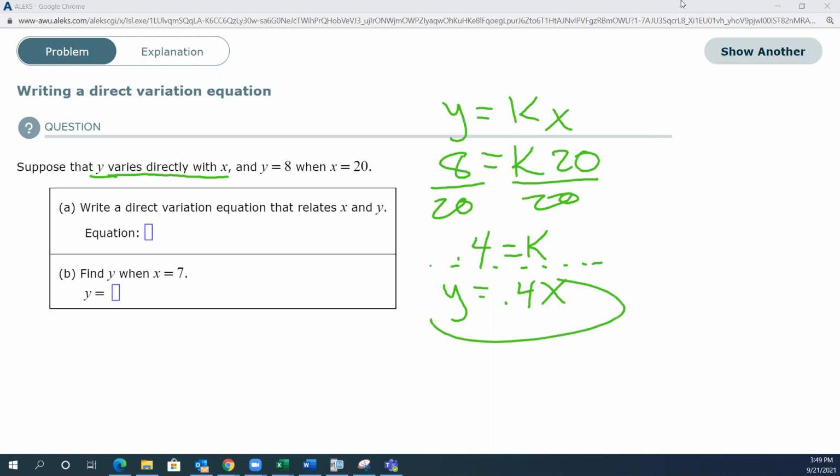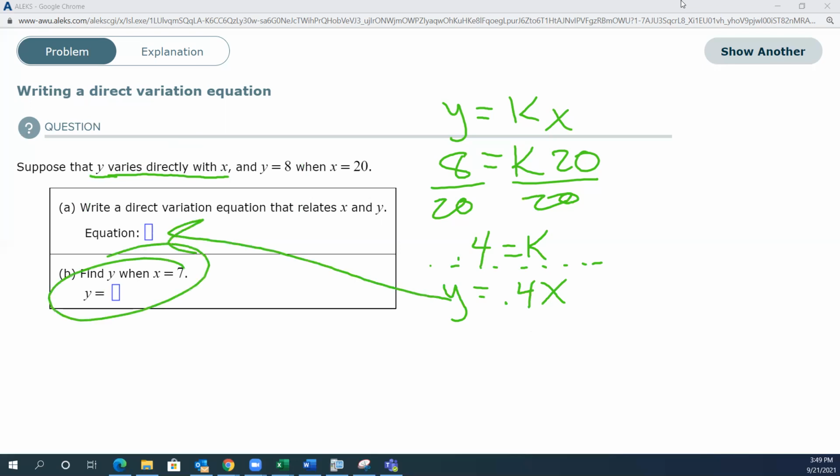Okay, so this is our direct variation equation. It represents whatever scenario, whatever situation is being discussed over here. So they say, you've built this tool, this direct variation equation, now go use it. So this is our answer to part A.